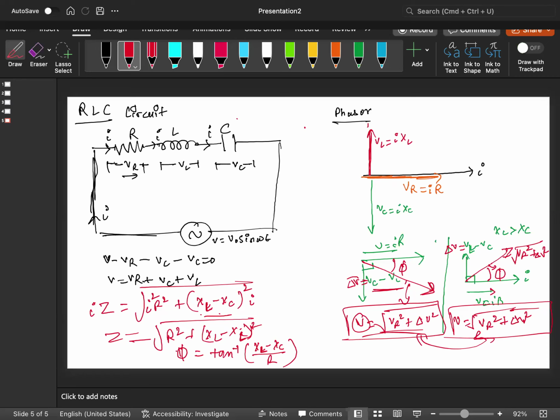I hope this makes sense. And if you know the phi, you can calculate the power factor also. So this power factor comes out as, what is the power factor? Base, that is R, divided by hypotenuse. What is it? VL minus VC square. So that gives you the value XL square minus XC square and under root of it. This gives you the power factor.